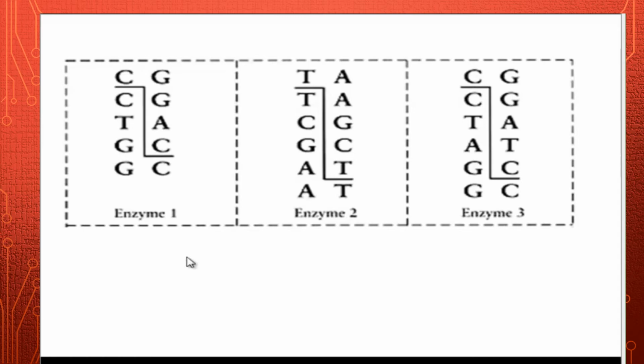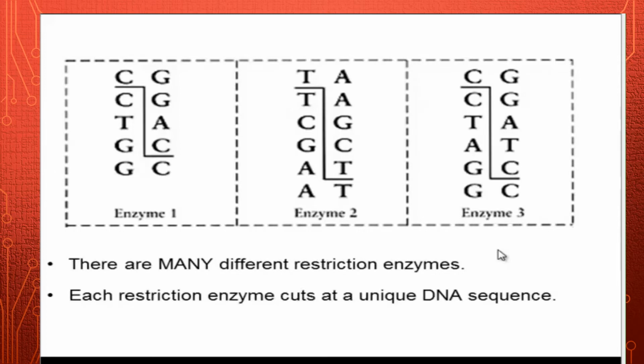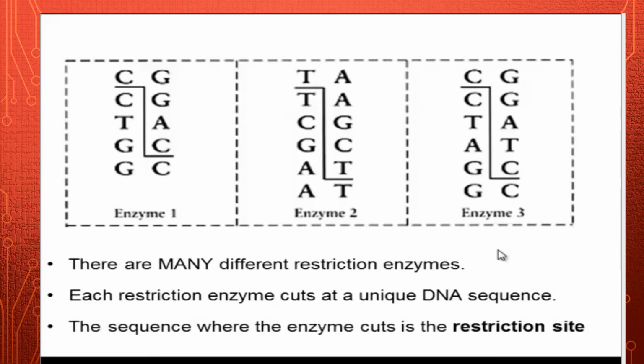There are many, many different restriction enzymes, thousands, and each enzyme is specific for a particular DNA sequence. So this restriction enzyme will only cut DNA when it sees the sequence CCTGG. This enzyme will only cut DNA when it sees the sequence TTCGAA. And this enzyme will only cut DNA when it sees the sequence CCTAGG. You get the idea. The other thing to note about restriction enzymes is that many of them cut unevenly. And this is known as the restriction site.